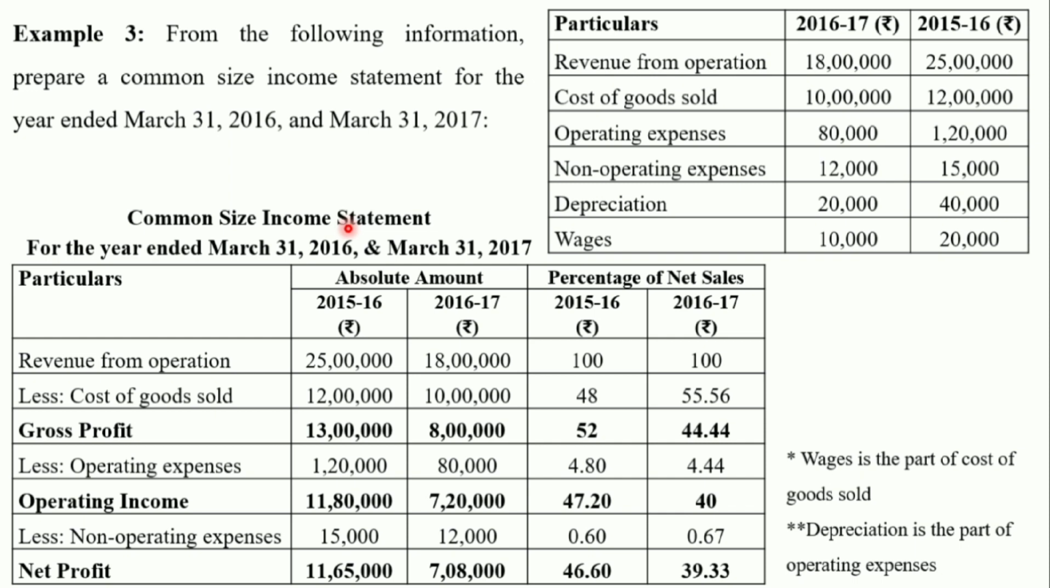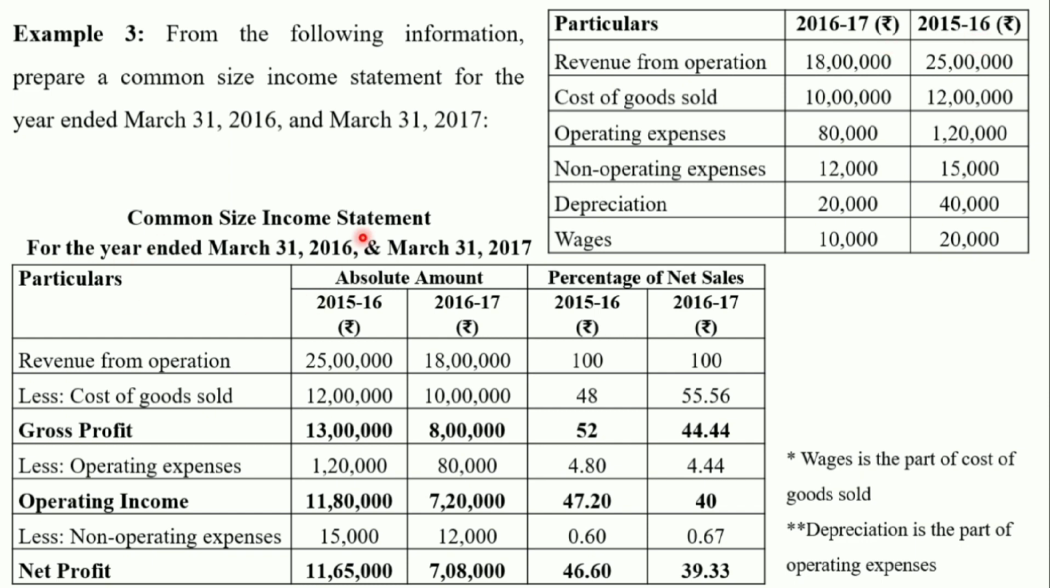First, remember, we have to write down these particulars as we can write in the profit and loss statement, or we can say the income statement. First of all, we are going to find out the percentage with the revenue from operations of each and every item of the profit and loss statement or income statement. First of all, revenue from operations. Again, here 2016-17 and 2015-16 is given.